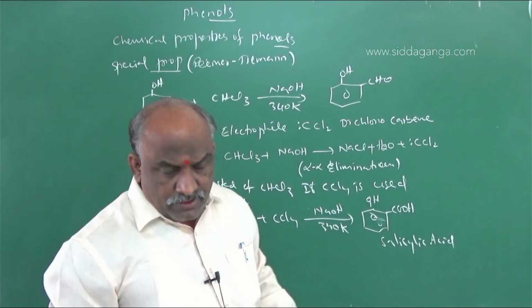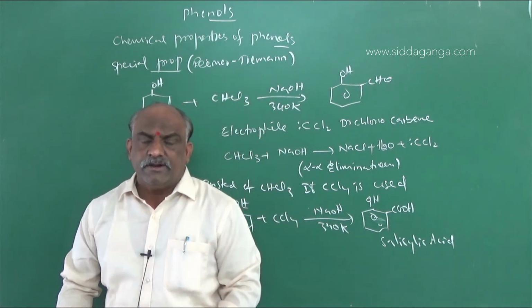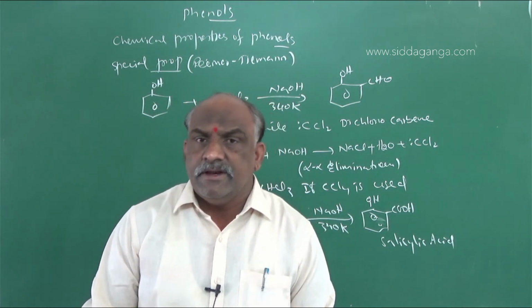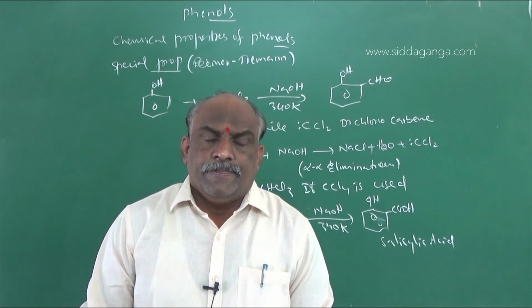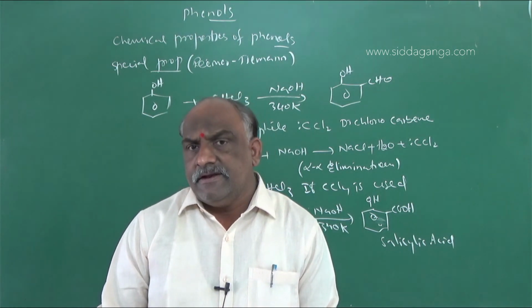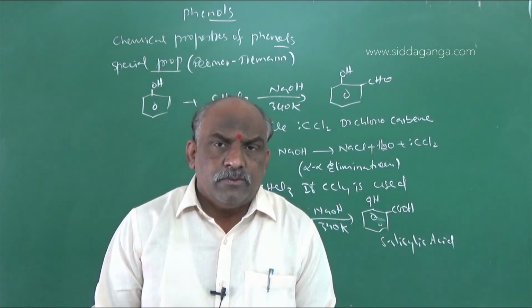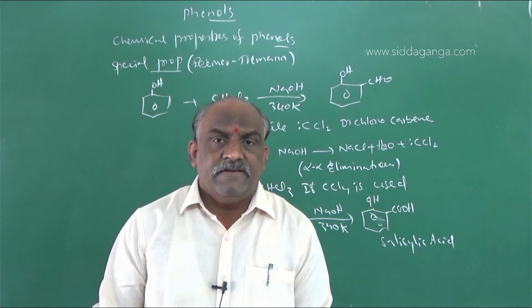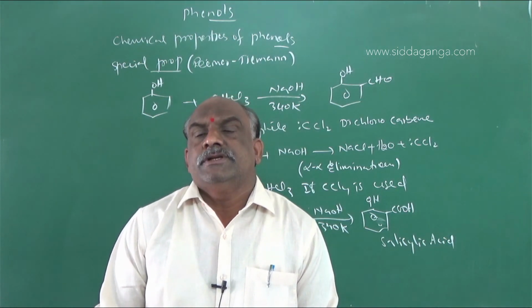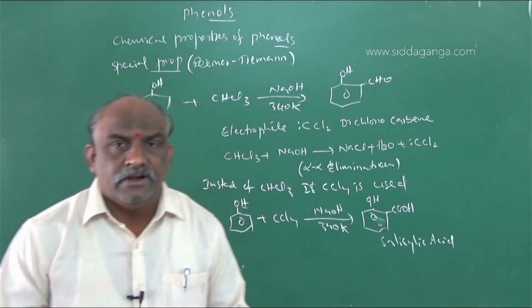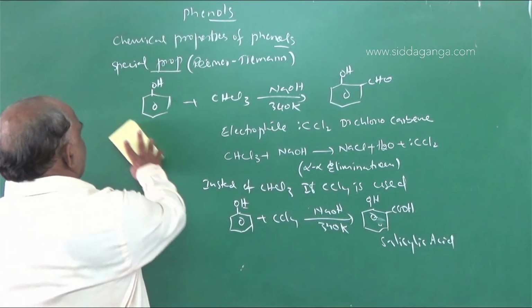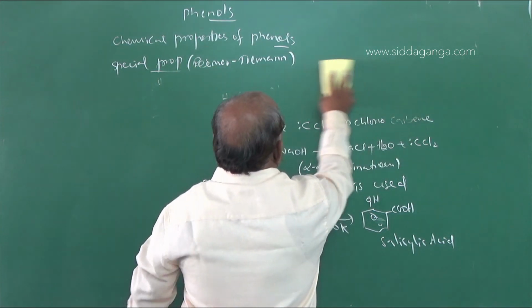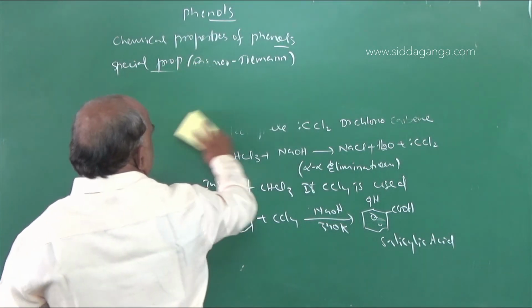You should make a note that this reaction is very, very important. What electrophile is involved in the Reimer-Tiemann reaction? That is dichlorocarbene. Now what is the reagent? Chloroform. If the reagent is chloroform, the answer is an aldehyde group in the ortho position. If the reagent is carbon tetrachloride, the ortho position gets a carboxylic acid. Clear? That's it.